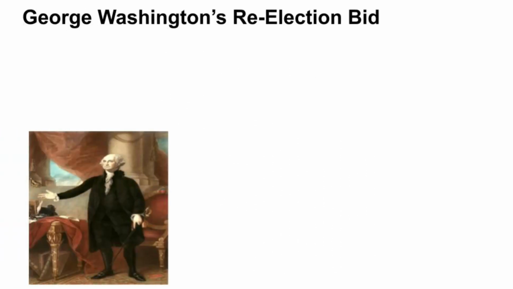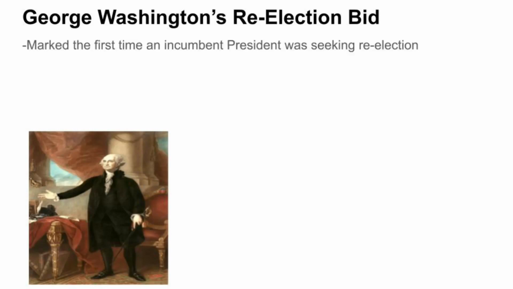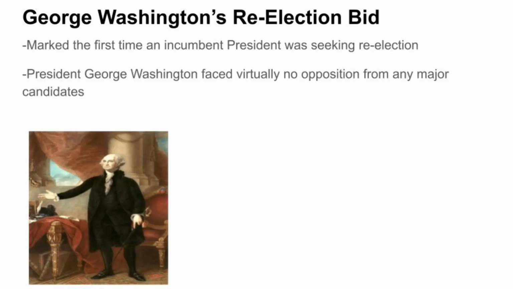So the second presidential election in American history marked the very first time an incumbent president was seeking re-election, the incumbent president being George Washington himself. Similar to the first presidential election in American history, George Washington was very popular in this election cycle and faced virtually no opposition from any major candidates.